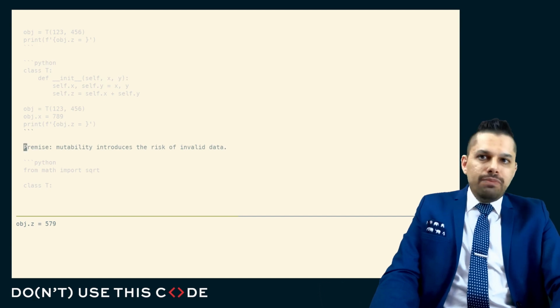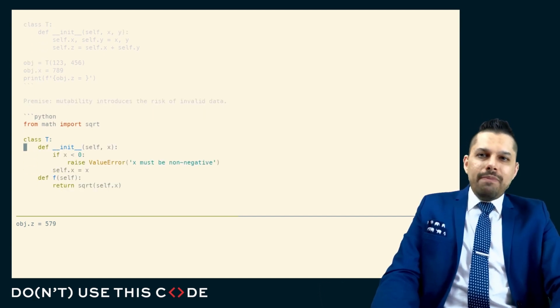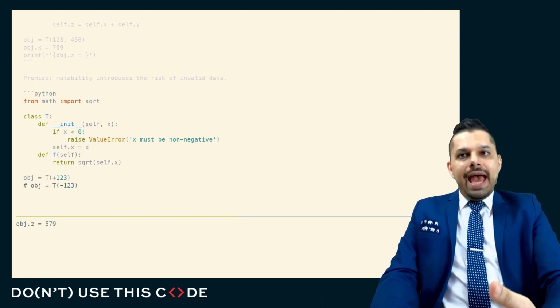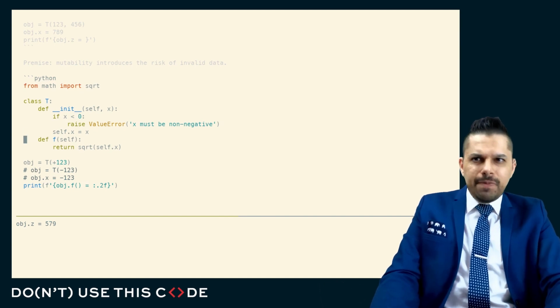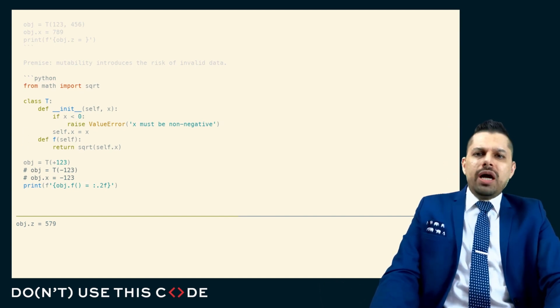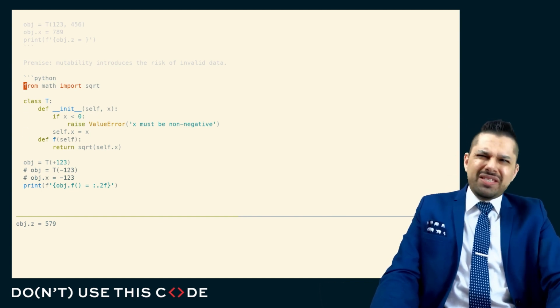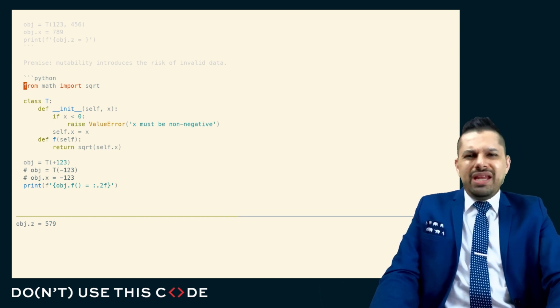Here's another premise. Mutability also introduces the risk of invalid data. What I mean by this is, what if our type takes some initialization data, an X, and it's going to do something with that? It's going to compute the square root of this value. Well, we can't compute the square root of a negative number unless we're willing to accept complex numbers, but this is math.sqrt, which is a floating point square root. It's going to fail with a math domain error if we try and take a square root of a negative number.